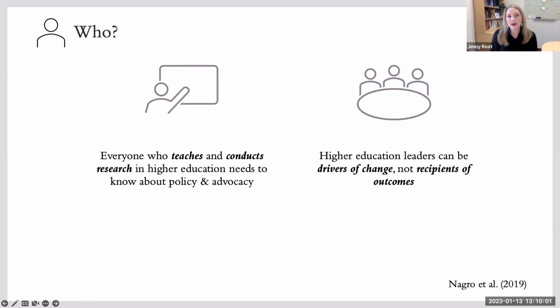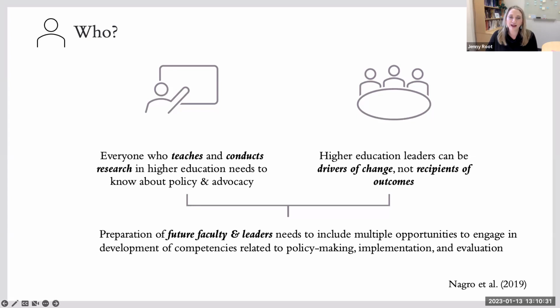So as we think about who engages in advocacy, I would say that everyone that teaches or conducts research in higher ed needs to know about policy and advocacy, because it impacts all of us. And so as higher education leaders, as future higher education leaders for our doctoral students, we can be drivers of change. We don't just have to be passive recipients of outcomes. Because these policies are made by people like us who are influenced by stories and data. And so that's what we will talk through today. In our role as teacher educators and people who prepare doctoral students and future faculty, I think it's our obligation to also support our future colleagues in being able to do that work as well.